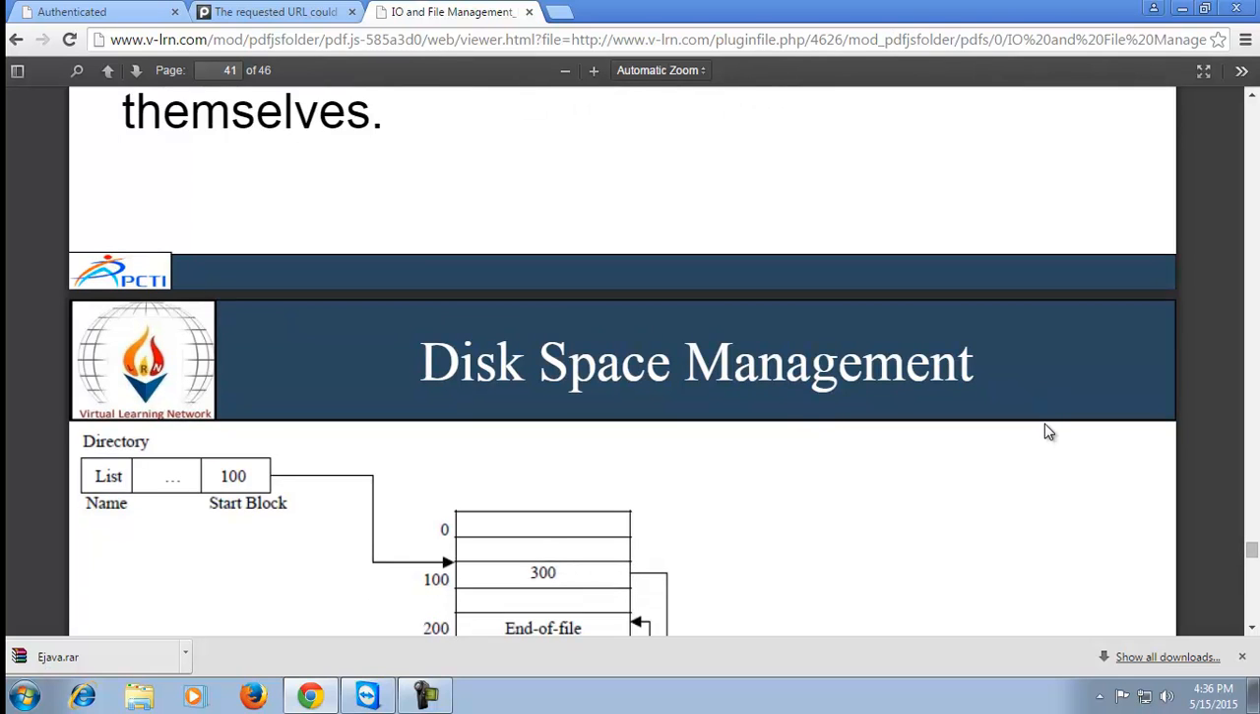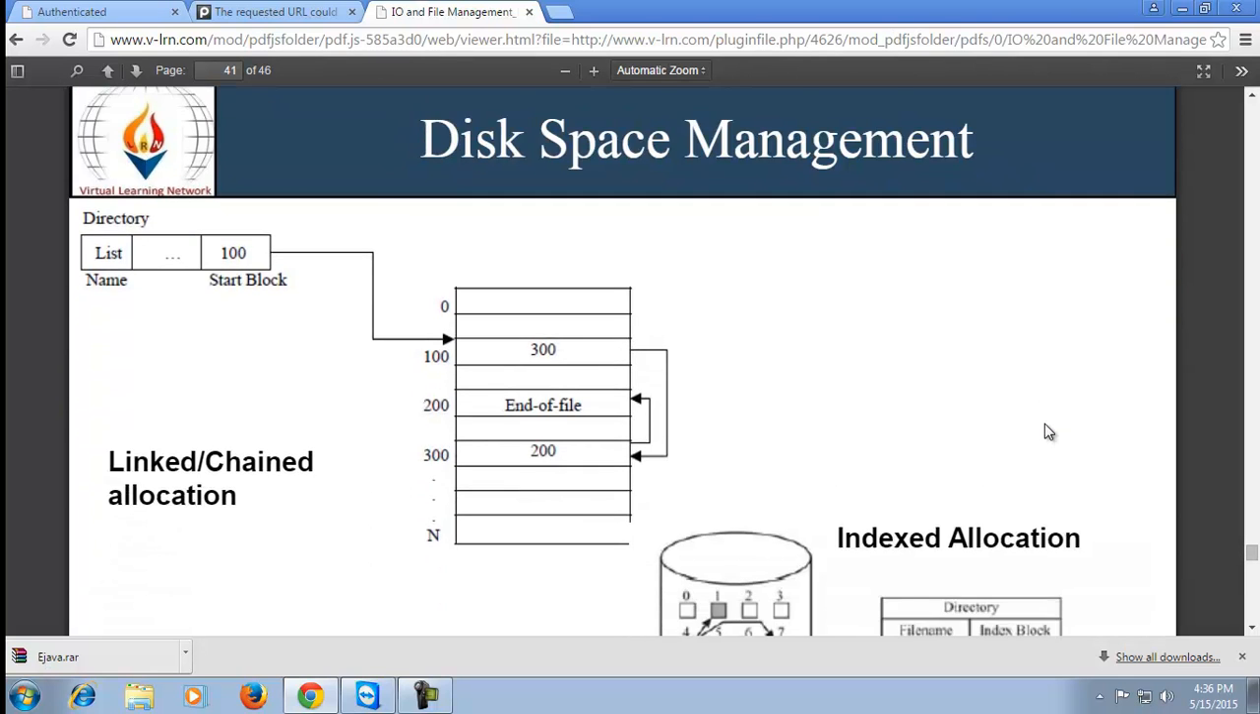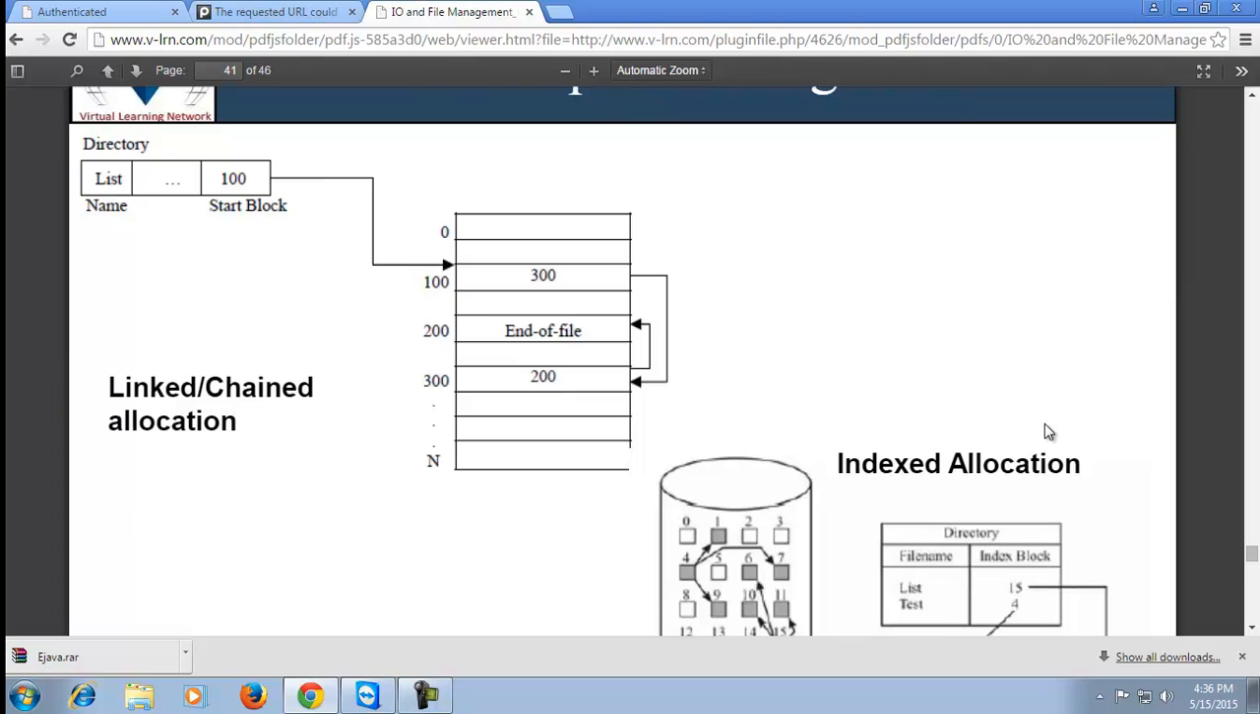Next is disk space management. In this, we manage the disk space by using the chaining or link method. It is the directory which has the initial node address, that is 100, and we point to this 100th location. At this address, it also has the address of the next location, that is 300. We have to move from 100 to the 300th location.